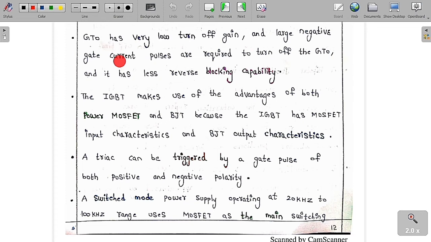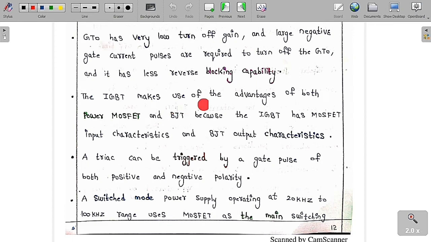So here GTO has very low turn off gain. The turn off gain is very, very low for a GTO. And large negative gate current pulses are required to turn off the GTO. So a large amount of negative current pulse, for a small duration, we have to give in order to turn off the GTO. And it has less reverse blocking capability. Reverse blocking capability is very low for a GTO. So these are some of the important points of the GTO.